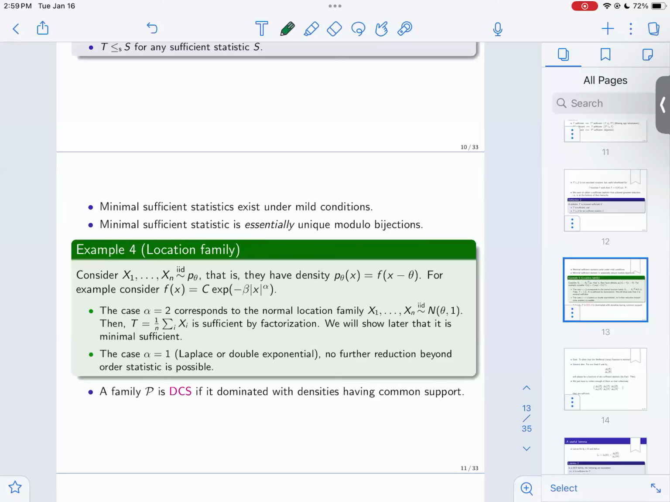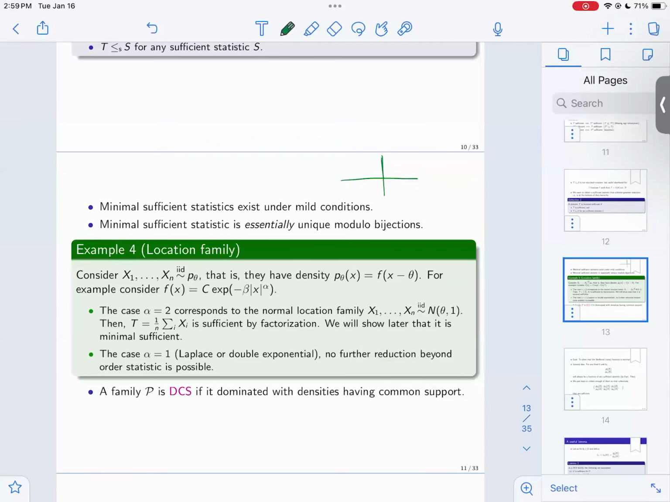So X1 up to Xn are dominated, let's say with respect to the Lebesgue measure. They have these densities where f is just some fixed density. So f, for example, could be this function, right? So alpha, beta, and c are constants. C is going to make this the value of the density, if you want.